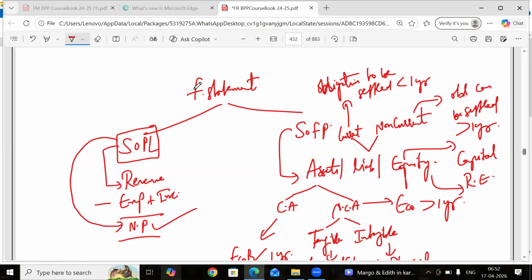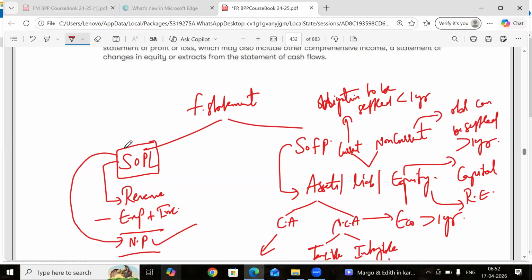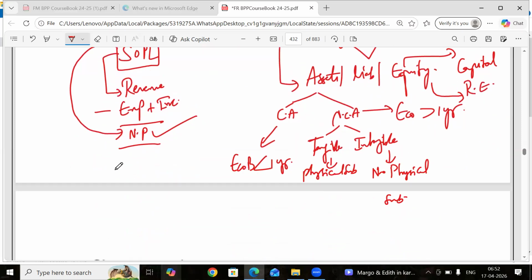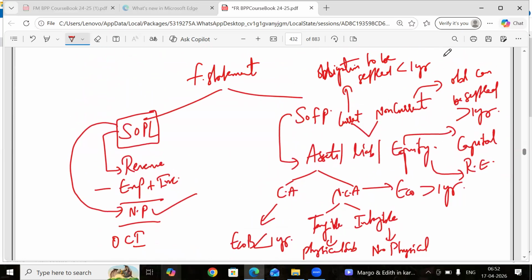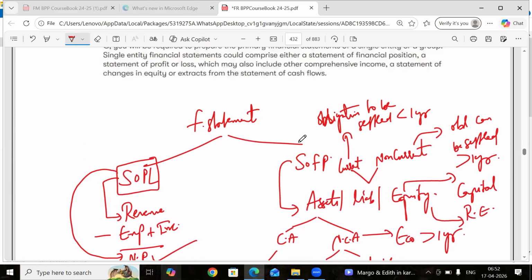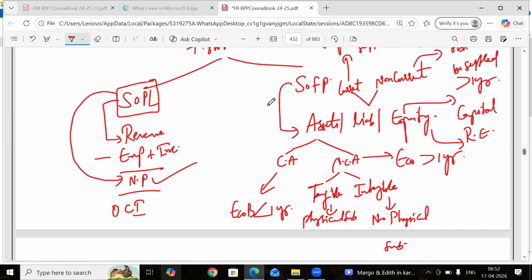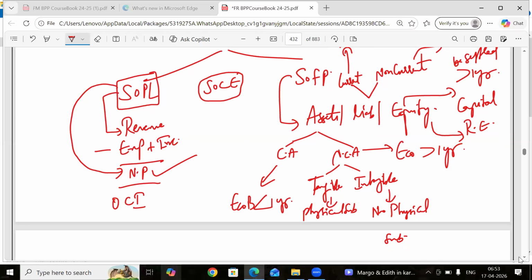But you're going to see a few more new accounts. With SOPL, you'll see OCI, the other comprehensive income section. With the statement of financial position, you will see the statement of changes in equity. This we will be studying. I'll give you a rough idea about it, not something to worry about.